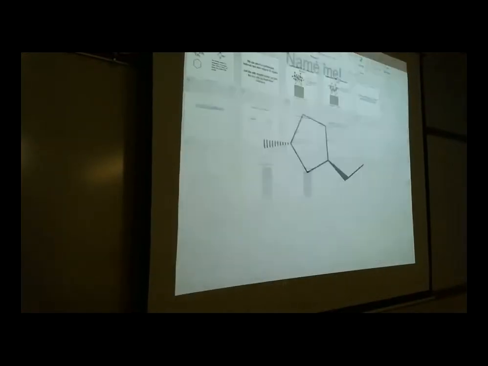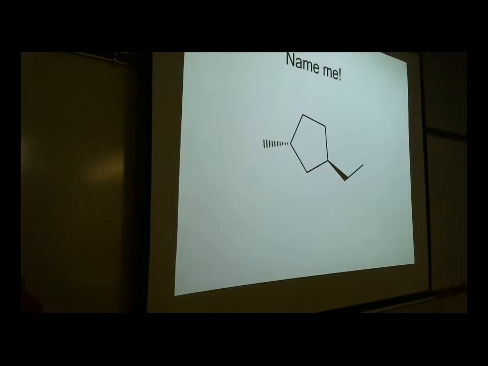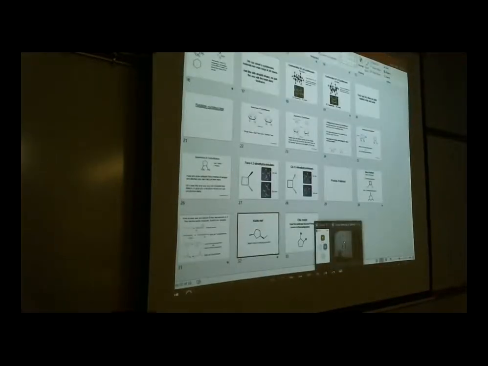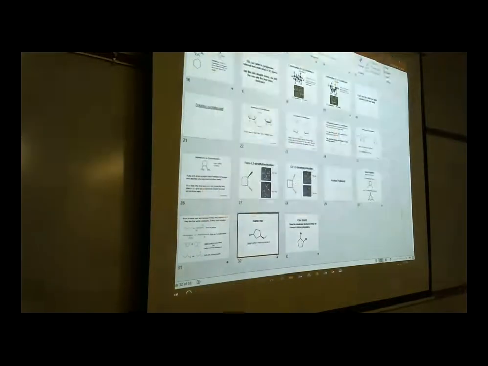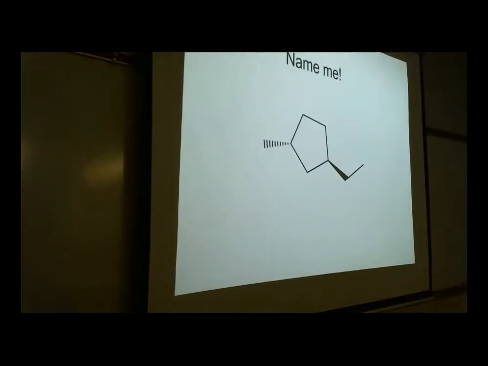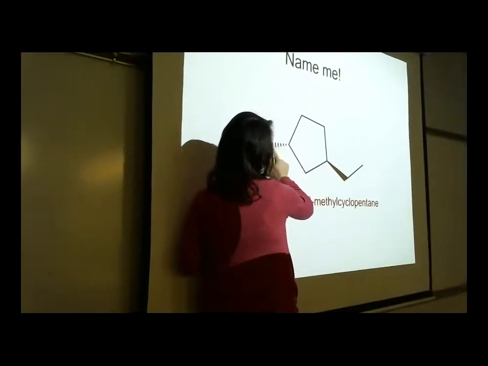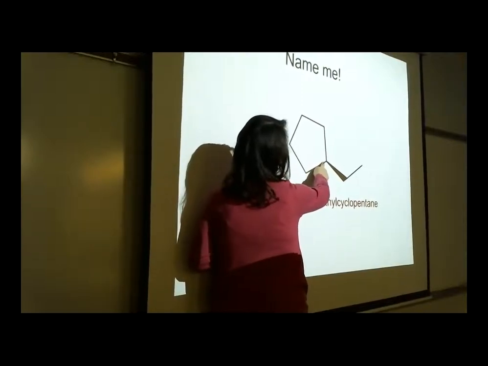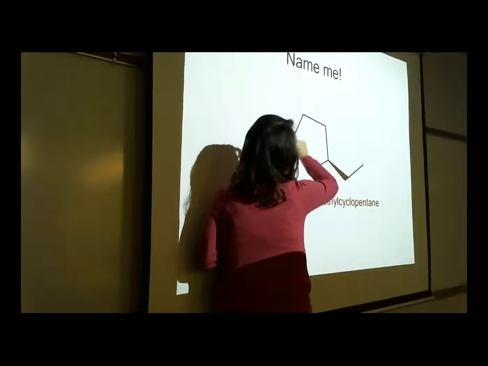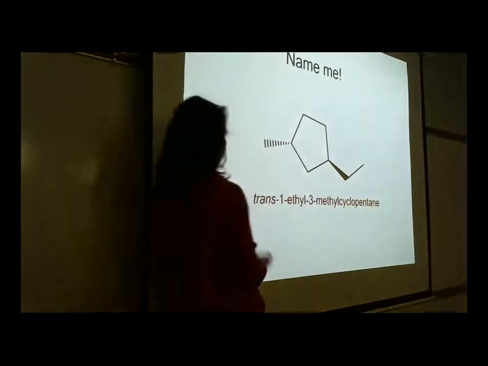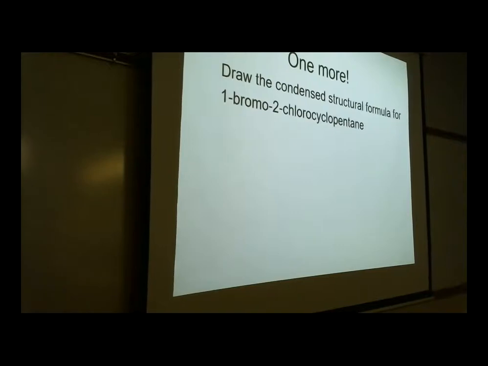So let's do this last one. Name this molecule. We don't want to give sexes to our molecules. Okay, name here. Is this going to be cis or trans? This one's trans, right? It'd be trans-1-ethyl-3-methyl. Why is this number 1 and not this? Because E comes before M, and then we rotate, going clockwise. And then last one, give me this molecule: 1-bromo-2-chlorocyclopentane.